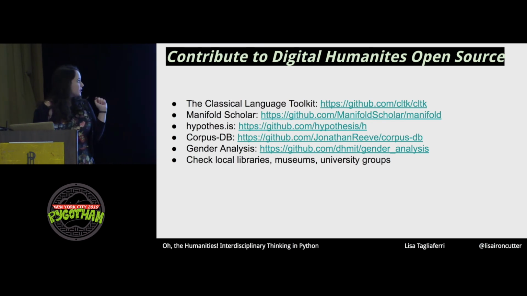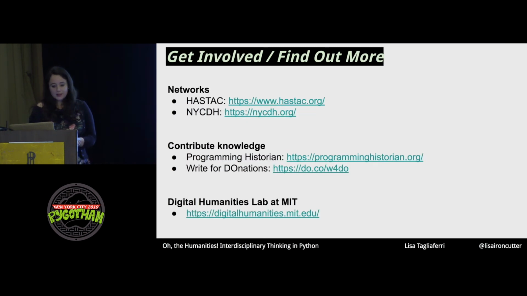Other places to look for DH projects are local libraries, museums, university groups. And I will tweet these out, but here's some digital humanities networks. Haystack, there's NYCDH, which is local here. Other cities also have DH communities, so I know Boston does. If you're interested in contributing knowledge, Programming Historian is a peer-reviewed online open access journal that will very much like humanities driven Python, and also Write for Donations is DigitalOcean's community site that accepts tutorials.